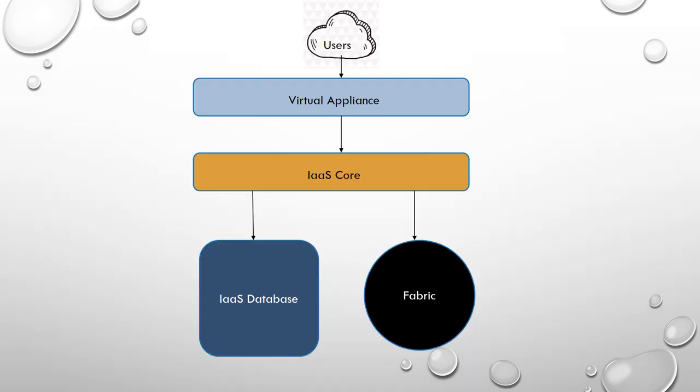This deployment will have a virtual appliance whose portal the users will access. Also, an infrastructure core component that will host all the IS components except for the IS MS SQL database. The IS MS SQL database will be deployed on another Windows virtual machine.